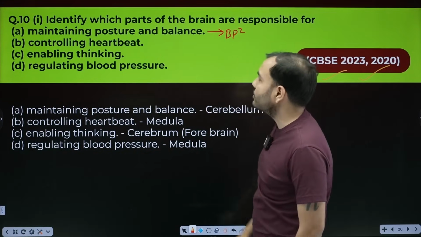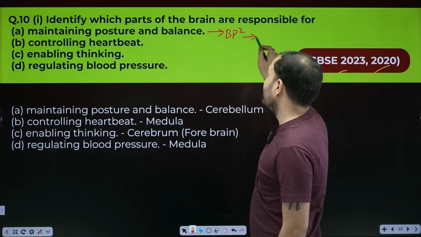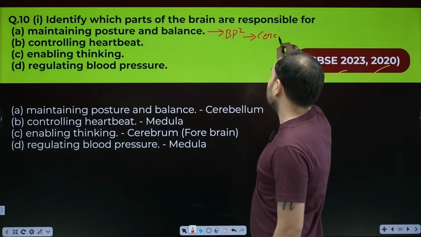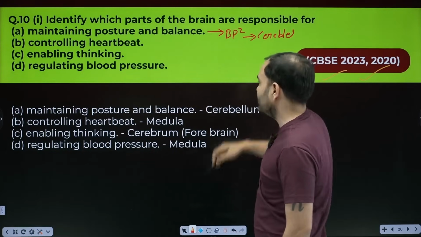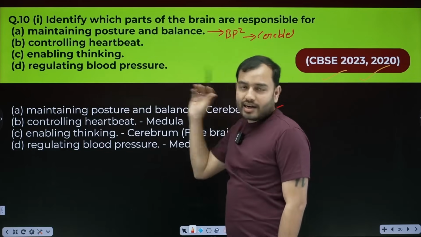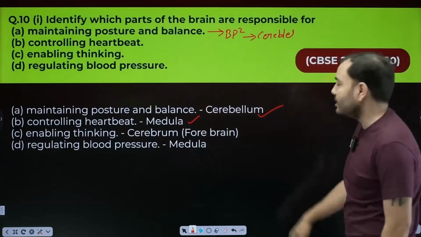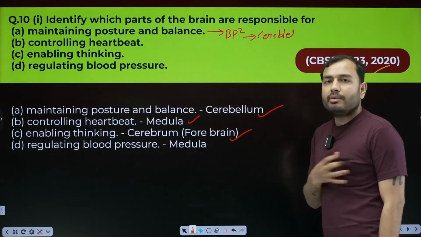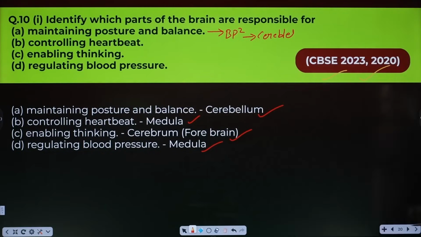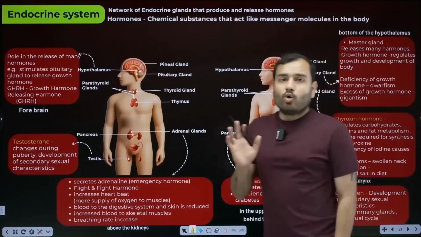Who is this? Hypothalamus. Sorry. Who is this? Cerebellum. Very sorry. Balance, cerebellum. It must be written below. Yes. Controlling heartbeat. Who controls the heartbeat? The medulla. Then what? Enable thinking. Who does thinking? Cerebrum, forebrain. Then regulating blood pressure. Who is this? Medulla oblongata.